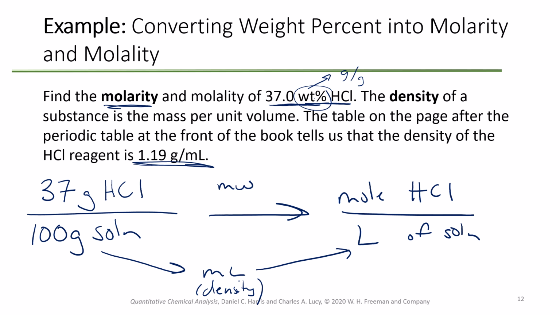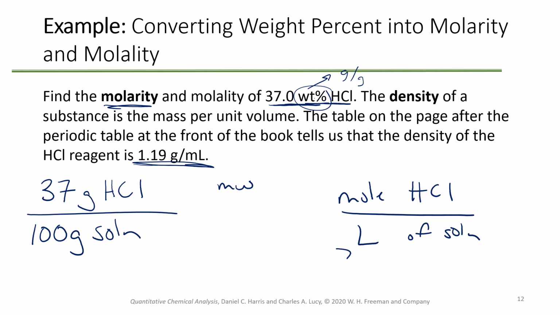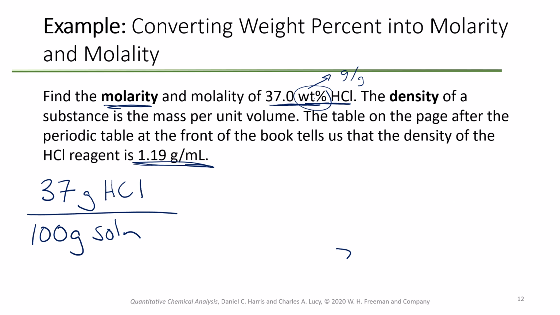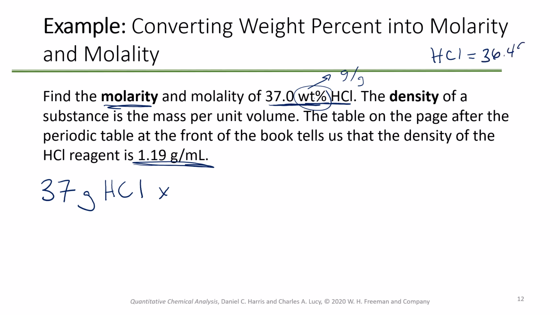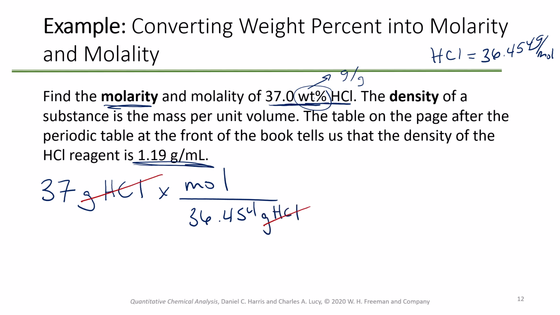So we can do several different things here. First, you can break this up or leave it together. If you're more comfortable just seeing this 37 here and converting it to grams, to moles, that's one way you can do it. Or if you prefer to leave it all together, it's really up to you. The molecular weight of HCl is 36.454 grams per mole from the periodic table. If I want moles, I have to divide by grams, 36.454 grams of HCl. They cancel, and I'm left with moles.